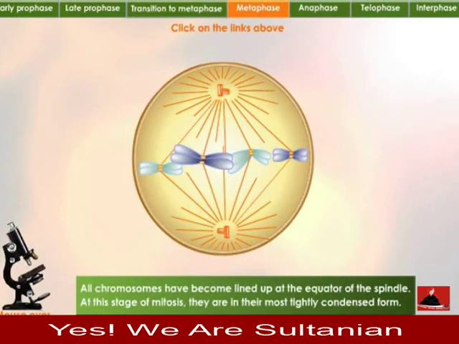Metaphase. All chromosomes have become lined up at the equator of the spindle. At this stage of mitosis, they are in their most tightly condensed form.